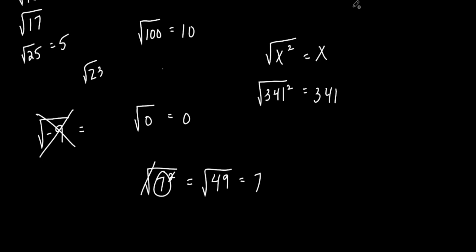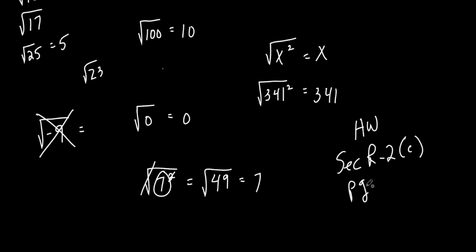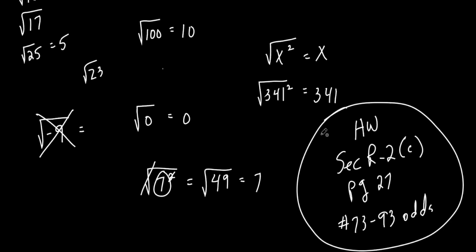All right, so you do have some homework. We're calling it R2C. Now I know we taught R2E, but this is homework, okay? So it's R2C. It's our third homework over this. And hold on, it's page 27, and it's 73 to 93. But you're only doing the odds. All year, we're only going to do the odds because I don't have a teacher's edition to this book. So we'll just do the odds. There it is. That's your homework. Have that finished for tomorrow, please.